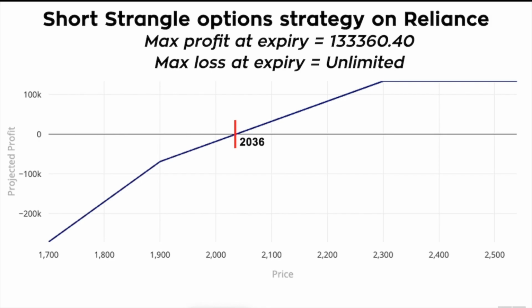Now let's look at the short strangle option strategy payoff graph on Reliance. From the payoff graph, it is evident that the profit is capped at rupees 1,33,360.4 for all prices above 2300. The maximum loss at expiry is potentially unlimited, although the odds of the stock price of Reliance going to zero are very low. The break-even point is at 2036.